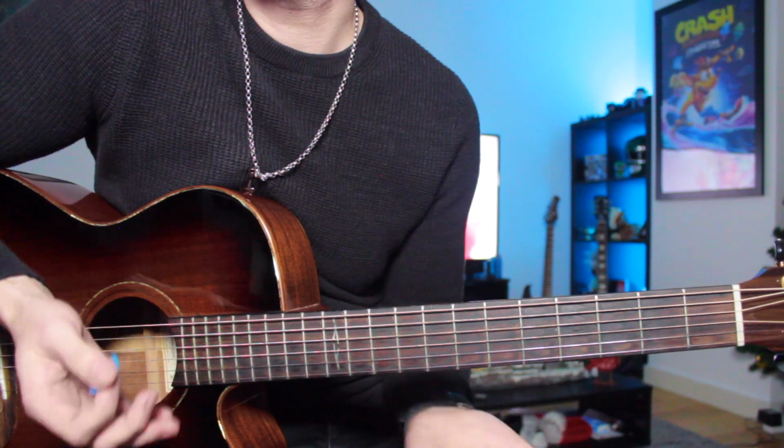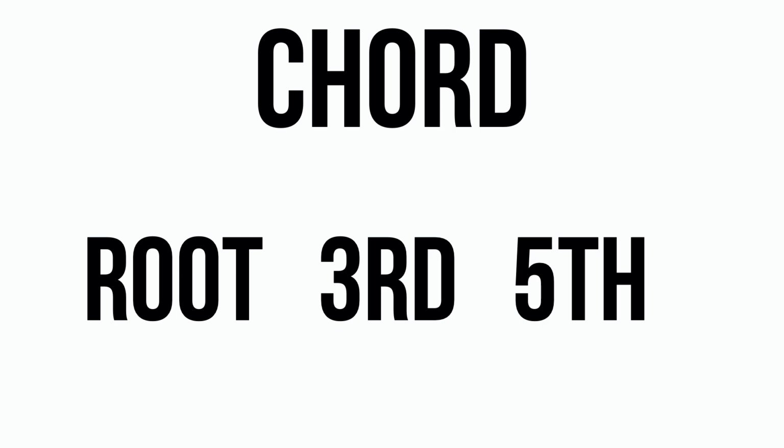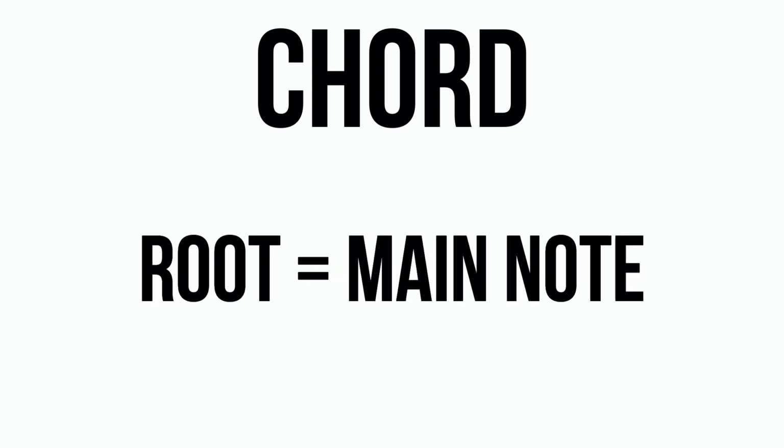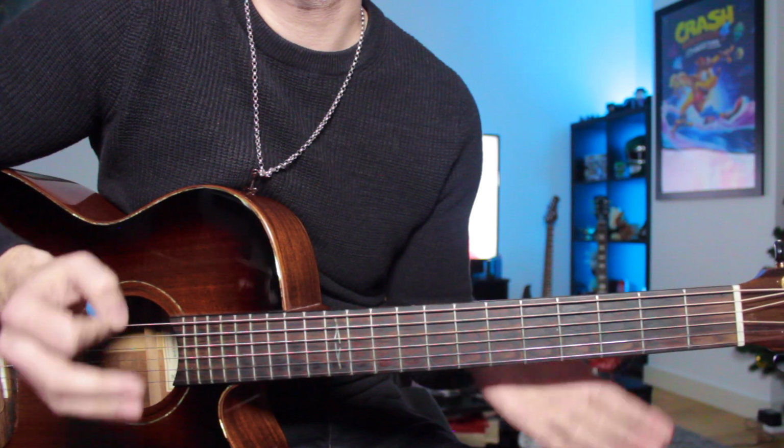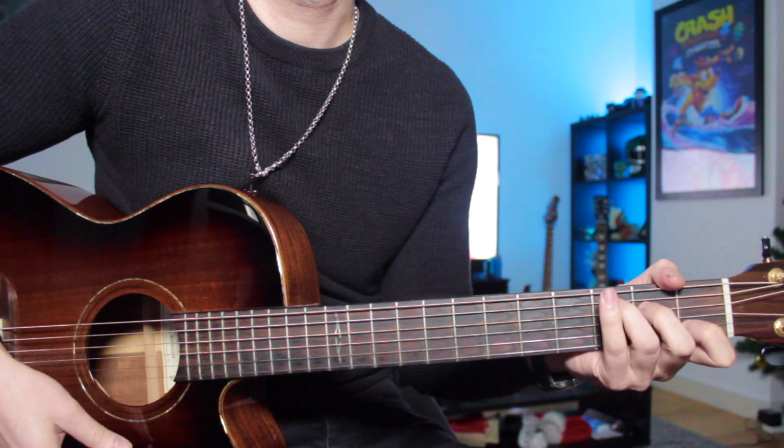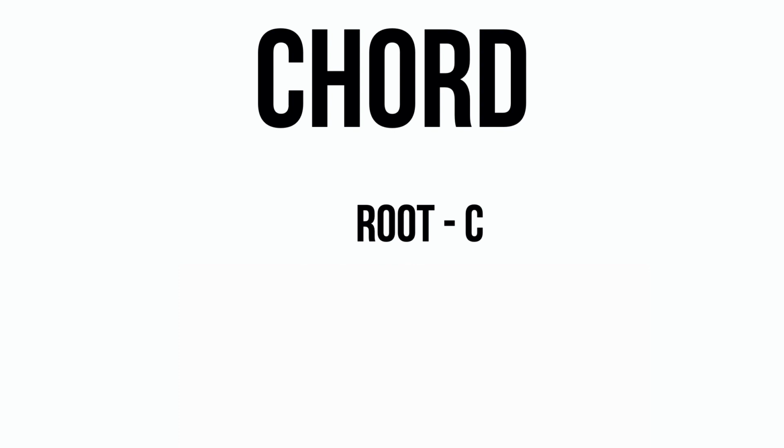Now let's take a look at the basic building blocks of a chord. The root note, the third, and the fifth. The root note is the main note of the chord and gives it its name. For example, in a C chord, the root note is C.